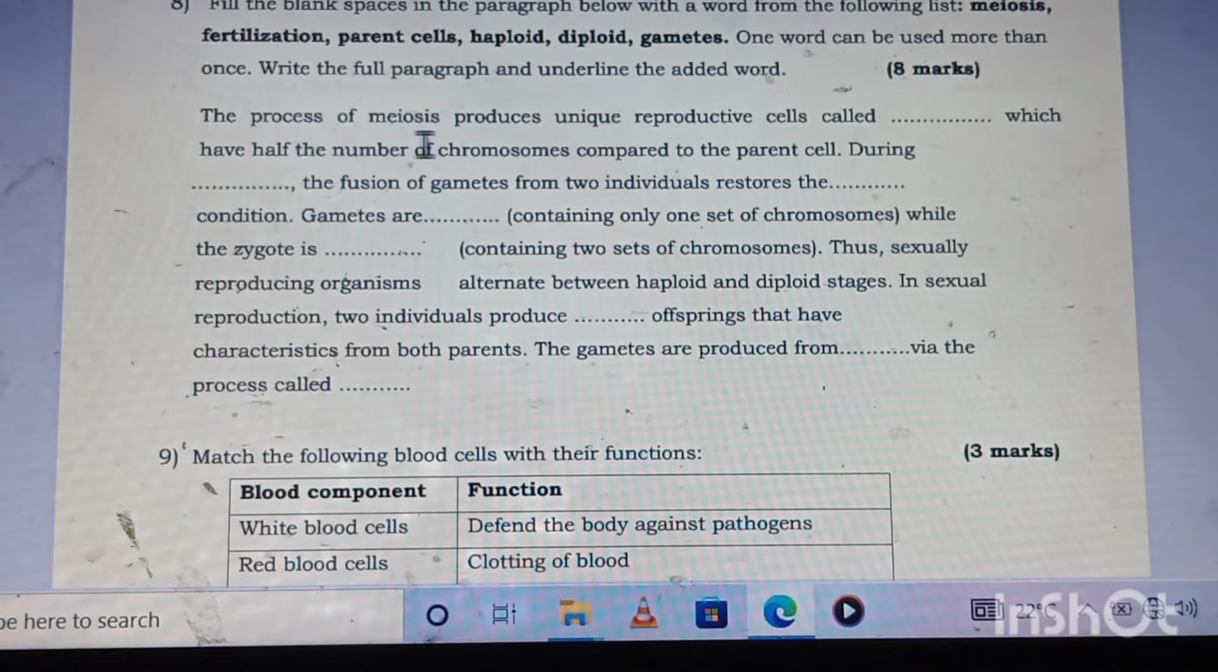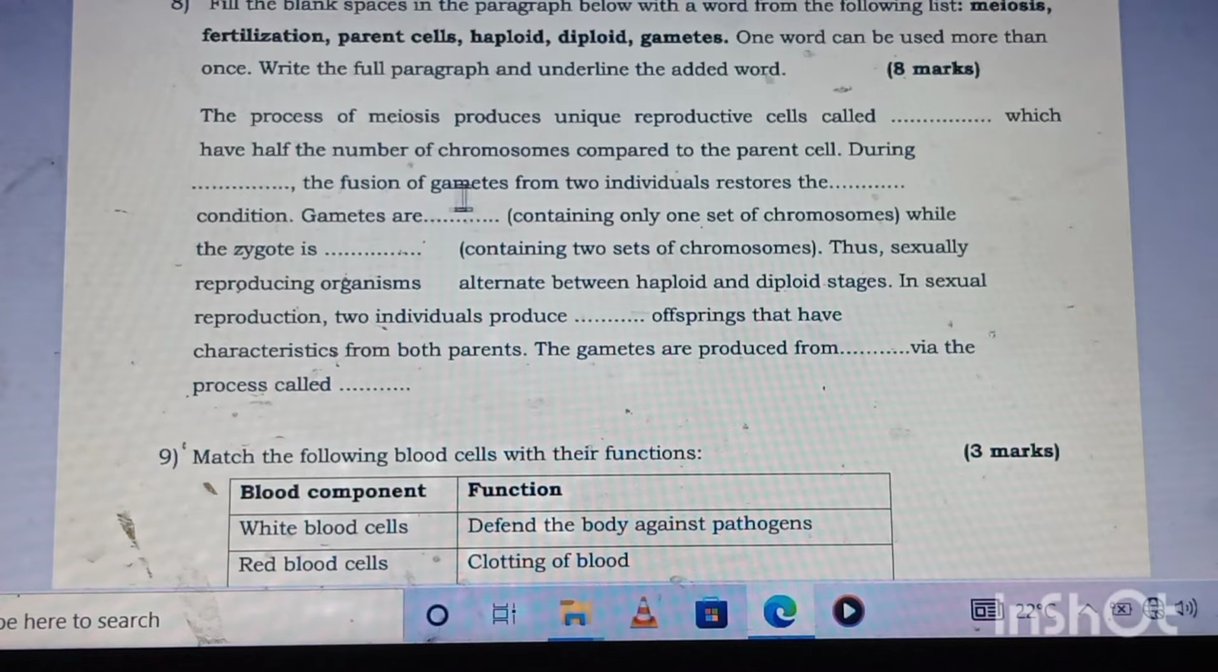The process of meiosis produces unique reproductive cells. The answer is gametes, which have half the number of chromosomes compared to the parent cell. During fertilization, meaning the correct answer here is fertilization.